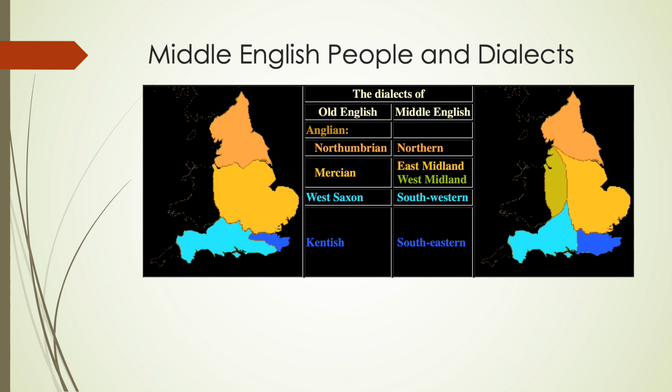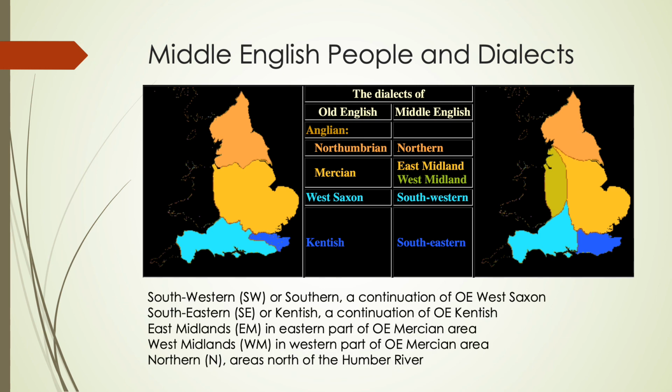So the northern one is close-ish to that Northumbrian area. The Mercian one split into the East and the West Midlands dialect areas. And then we have the southwestern and southeastern areas that sort of correspond to West Saxon and Kentish, though not exactly. So we're seeing a little bit of difference and a little bit of distinction in how these are being broken up compared to what we would have seen during the Old English time period.